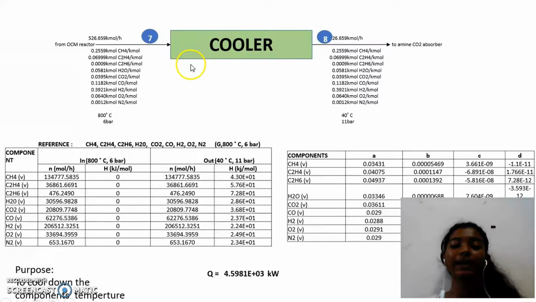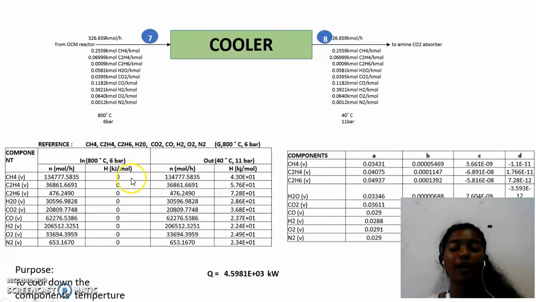The cooler has one inlet stream and one outlet stream, and the molar flow rate that enters the stream is exactly the same as the one that exits the stream. The cooler is right after the OCM reactor and before the amine CO2 absorber. The inlet stream's temperature and pressure are 800 degrees Celsius and 6 bar respectively. For the outlet stream, the temperature is 40 degrees Celsius and the pressure is 11 bar. So basically we can see that the temperature is reducing and the pressure increases very slightly.